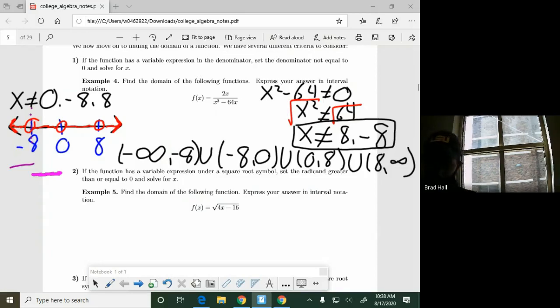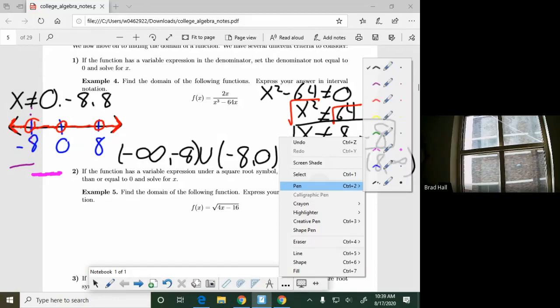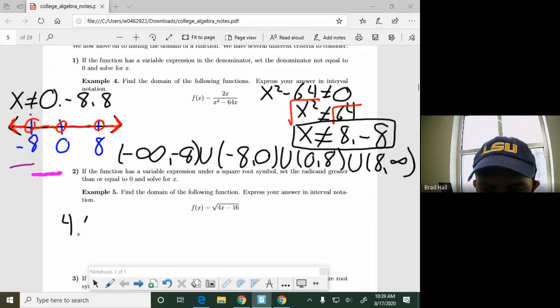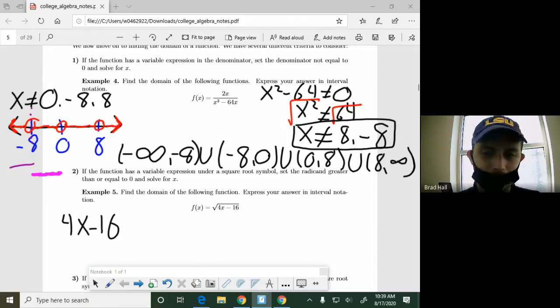So it says if the function has a variable expression under a square root symbol, which is what example 5 has, set the radicand greater than or equal to 0 and solve for x. What in the world is a radicand? Sounds like a Pokemon. So a radicand in actuality is everything under the square root. That's what a radicand means. Everything under the square root. So with that newfound knowledge, what's everything under the square root? It's 4x minus 16. That would be the radicand.